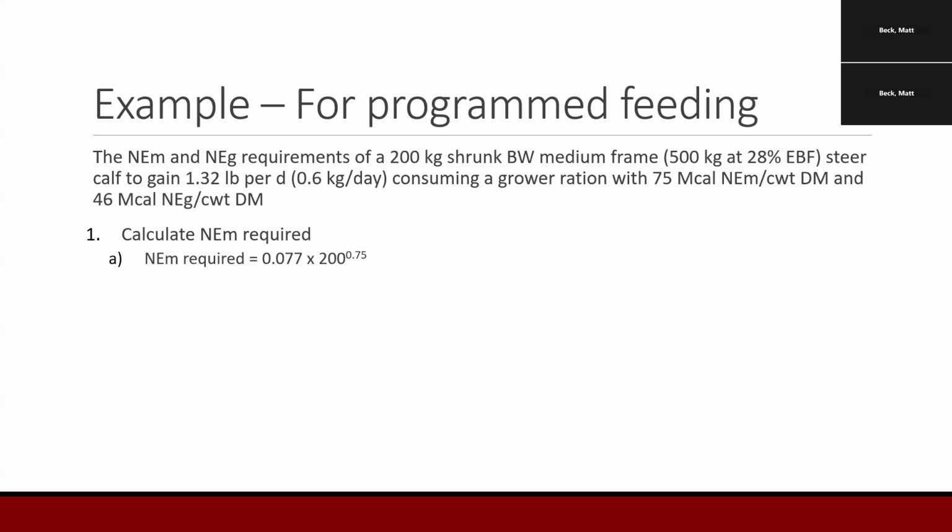So it is adjusting for frame size, because a medium frame steer is going to weigh less at 28% empty body fat than a large frame steer. So for example, 478 divided by 475 will be a larger number than 478 divided by 500. It will be a smaller number. So by making that empty body weight number, that equivalent trunk body weight number smaller, it's going to require less NEG in the equation. Does that make sense?